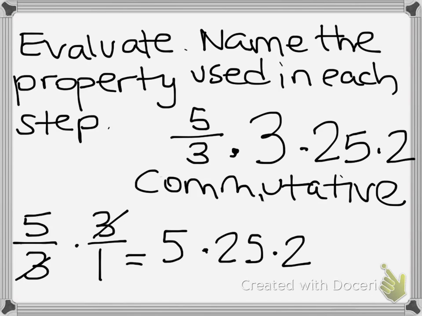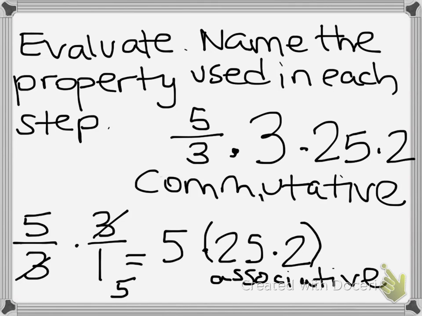And again, look for compatible numbers. So I might want to do 25 times 2 first. So I'm going to group those together so that I'm able to do that first. And whenever I group the numbers together, it's called using the associative property. So I'm going to do 25 times 2 first, which is 50, and 50 times 5 I should be able to do easily in my head.